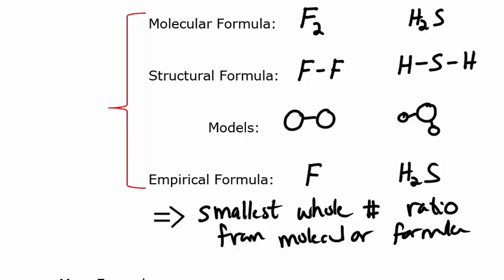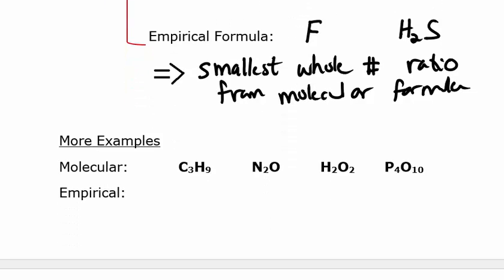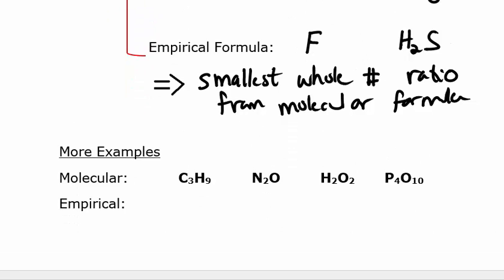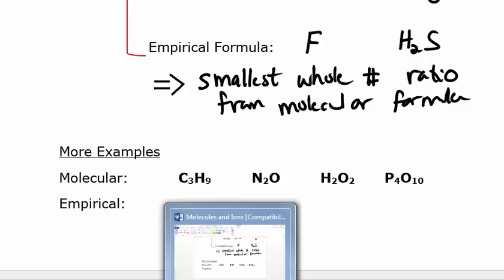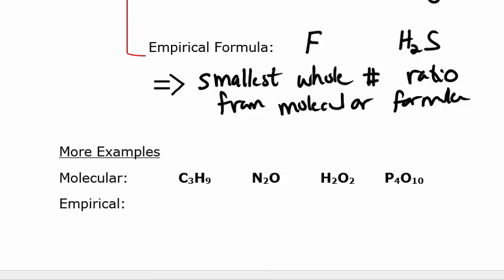I think that we need more examples here. So let's compare molecular formulas and empirical formulas for these four species. Remember, it's the lowest whole number ratio from the molecular formula. So C3H9: the lowest whole number ratio of 3 to 9 is 1 to 3. So the empirical formula would be CH3. And of course we don't write a 1 if it's a 1 subscript. So that's the empirical formula.